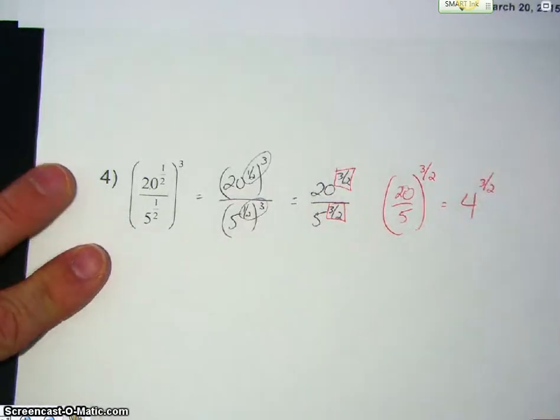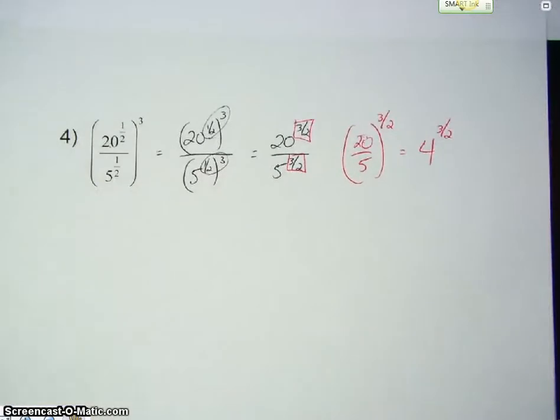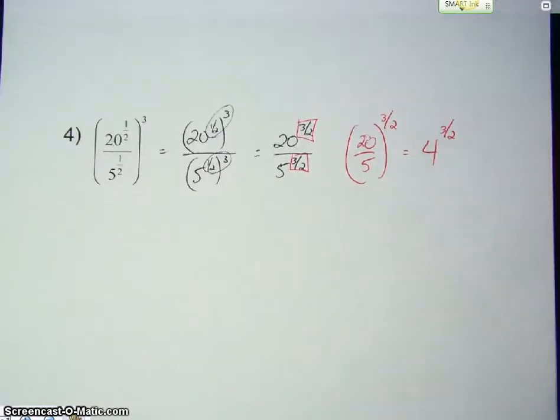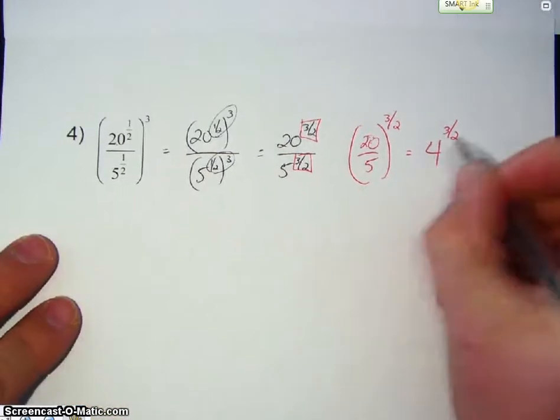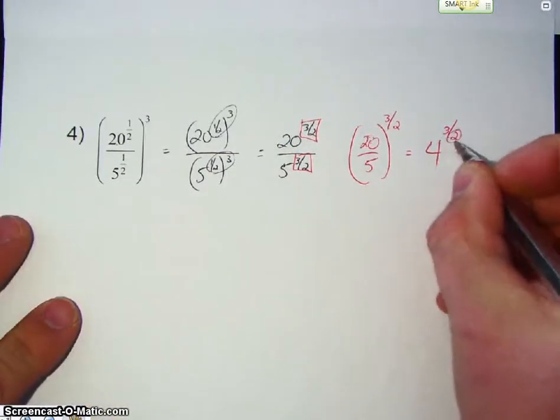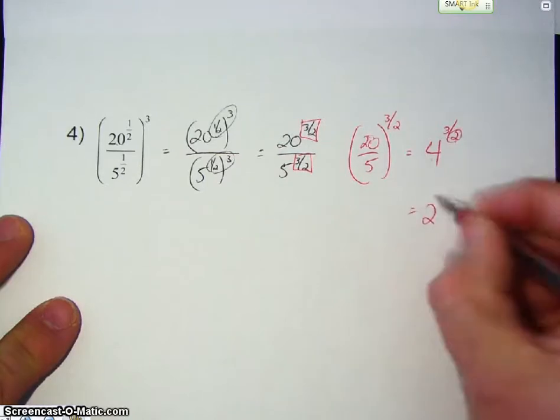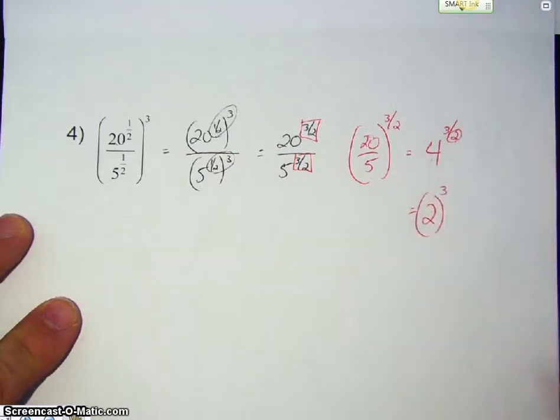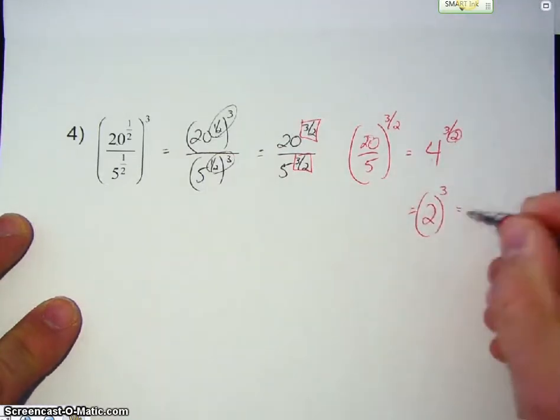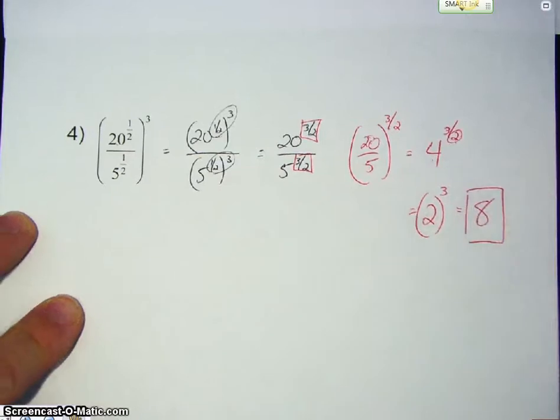So 4 to the 3/2. Now the reason all these other ones we didn't go any further is because we couldn't simplify them. But this one we can, because this bottom number tells me take the square root of 4. Well, the square root of 4 is 2, and then I've got the 3rd power still. So then 2 cubed is 8. And there's your answer.